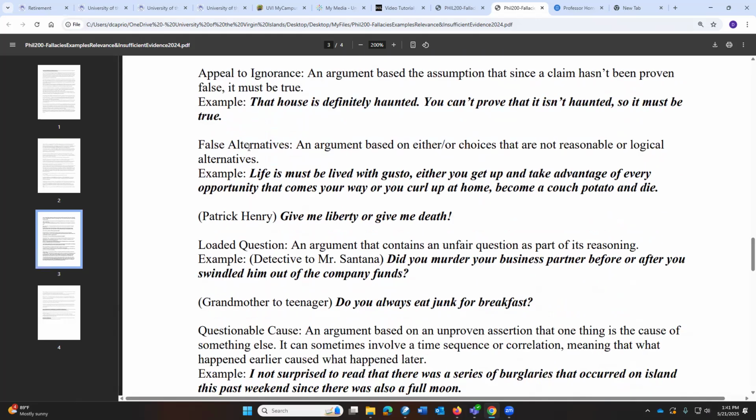The false alternative. This is an argument based on either-or choices that are not really reasonable or logical alternatives. Okay? Life must be lived with gusto. Either you get up and take advantage of every opportunity that comes your way, or you curl up at home and become a couch potato and die. Well, there might be something in the middle of that.